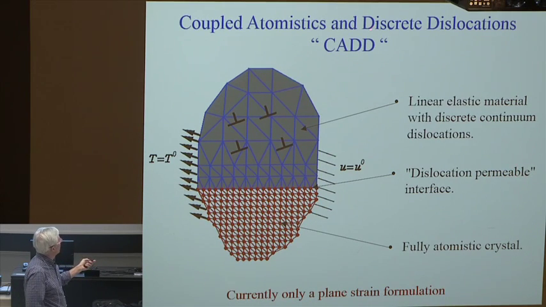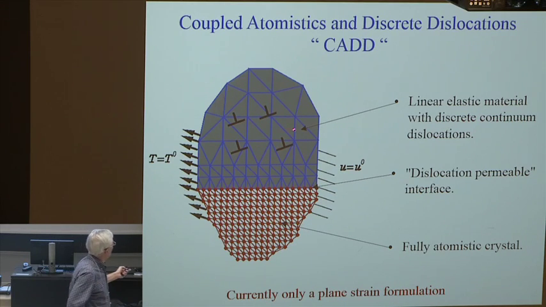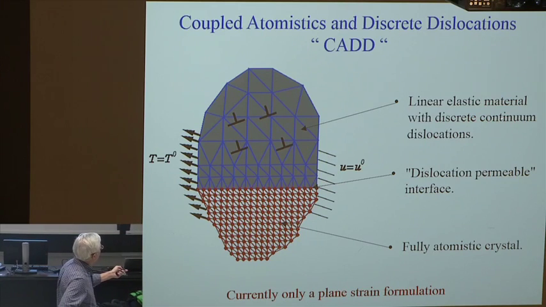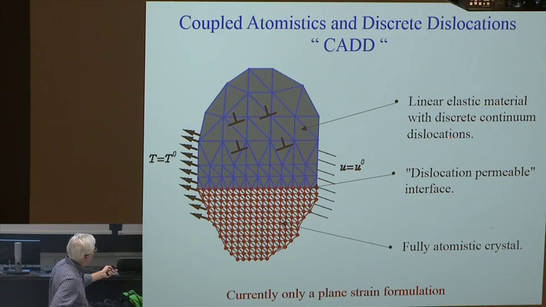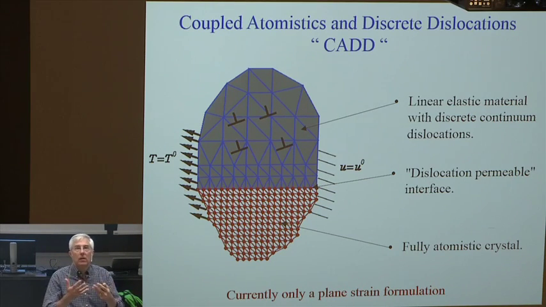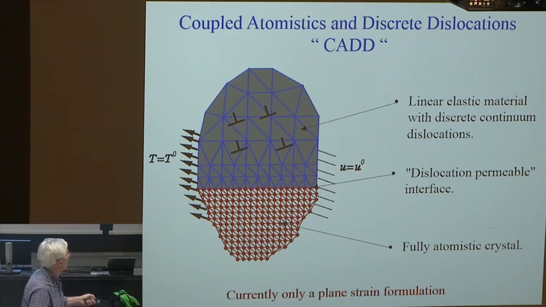It's coupled atomistic discrete dislocations, got an extra D. And we have a basic problem of one domain, which is a linear elastic material with dislocations, discrete continuum dislocations. So the plasticity comes from the motion of dislocations. The surrounding underlying material is linear elastic. That is, the atoms are under small deformation. They behave linearly, so we don't have to worry about the atoms.